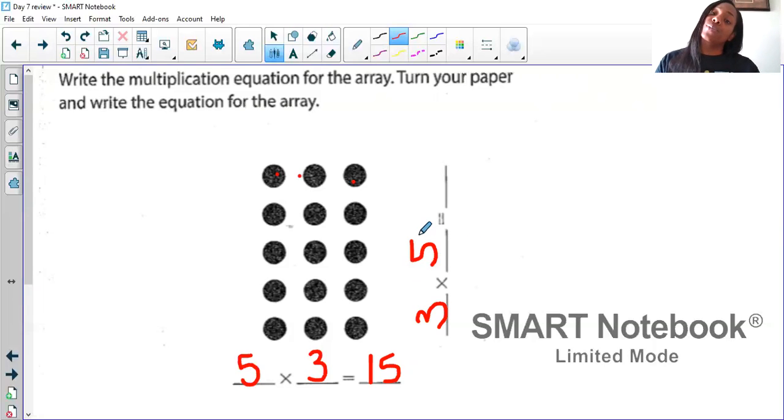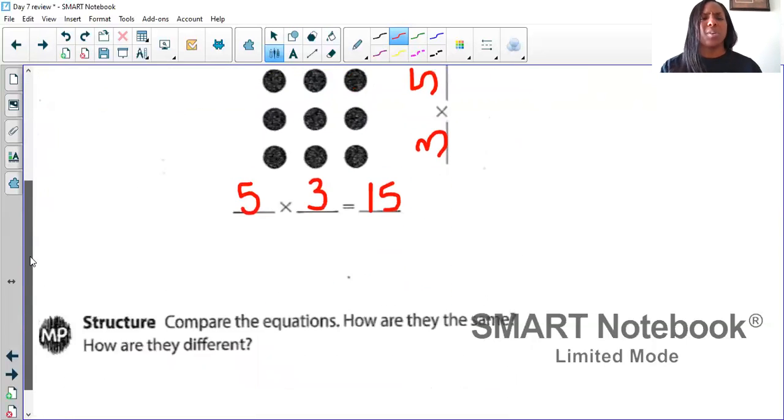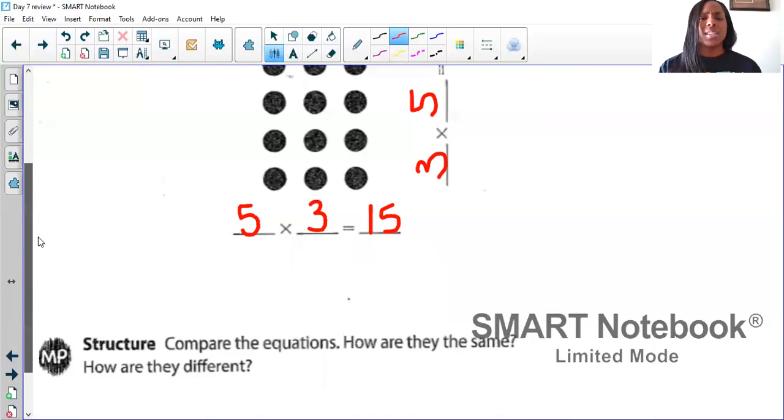Okay, so what is 3 times 5? Didn't I tell you to put those fingers down? So 3 times 5 equals what? 15. Good. So 3 times 5 equals 15. I was telling you about that multiplication property earlier. It looks like a really familiar multiplication property. So compare the equations. How are they the same?